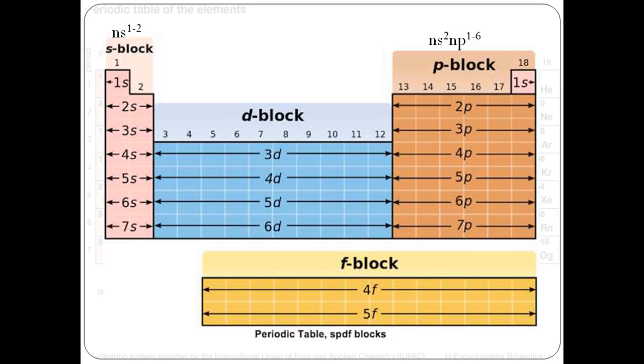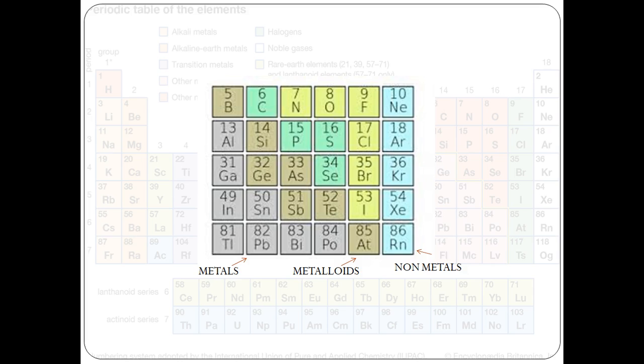You can see that the outer electronic configuration of p block elements is ns2 np1-6. It consists of elements from group 13 to group 18. Among these p block elements, group 13 and 14 you had already studied in class 11th, and now we will start from group 15 elements.